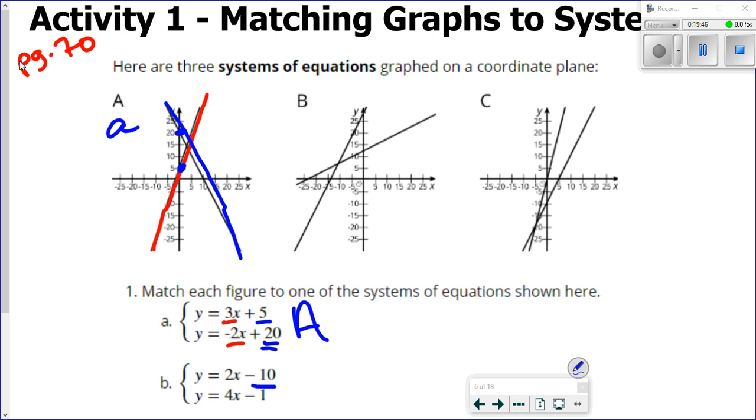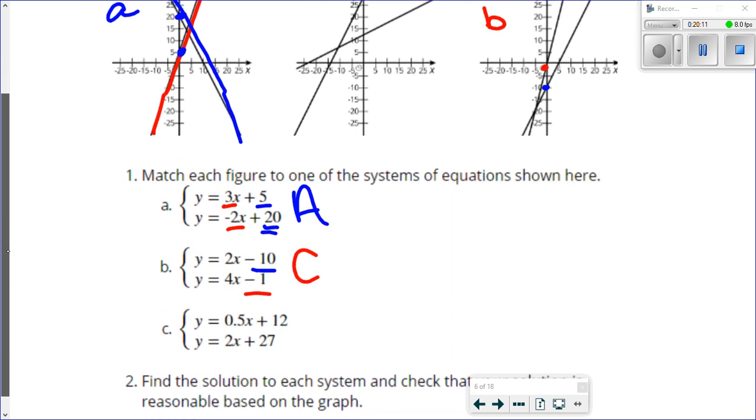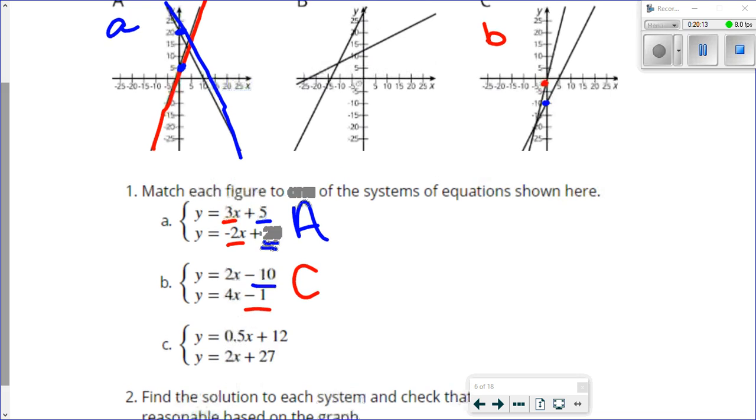Let's double check and confirm. I do have a y-intercept at negative 10, and then I have a second y-intercept at negative 1, and there it is. It's hard to see because they're counted by fives, but it's there. So that further confirms that system B goes with graph C. So last but not least, that should mean graph B should go with system C. So let's confirm that graph B goes with system C.